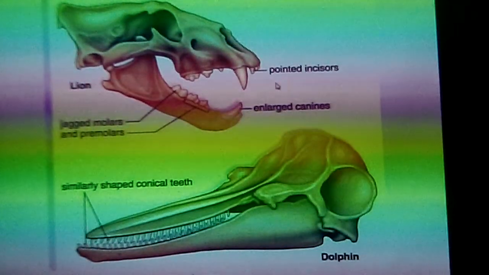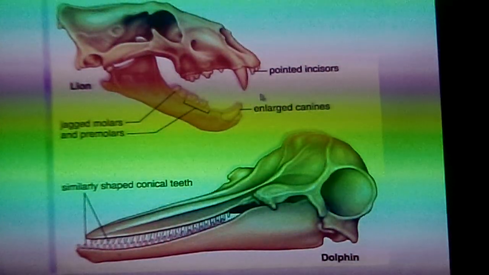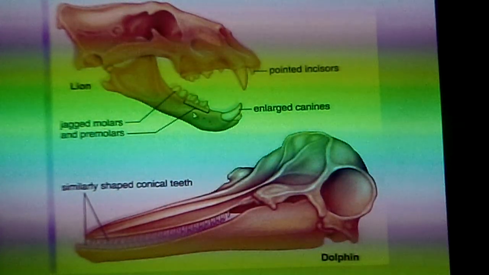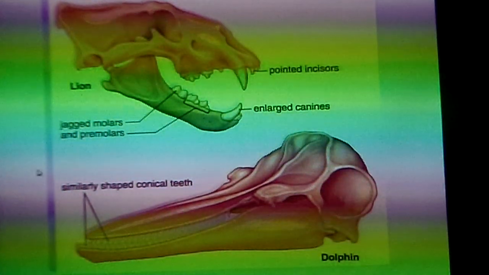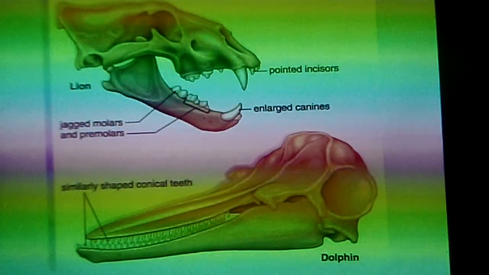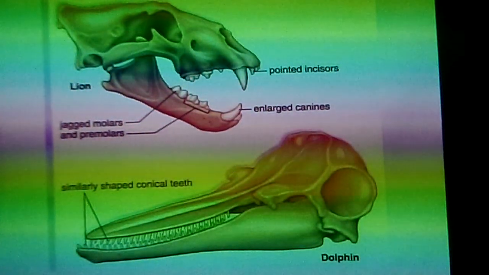Y'all know the four types of teeth? No. Incisors, canines, premolars, molars, going from front to back. Do we need to know that? I don't know what you need to know. Can't tell you. So you know everything yourself.